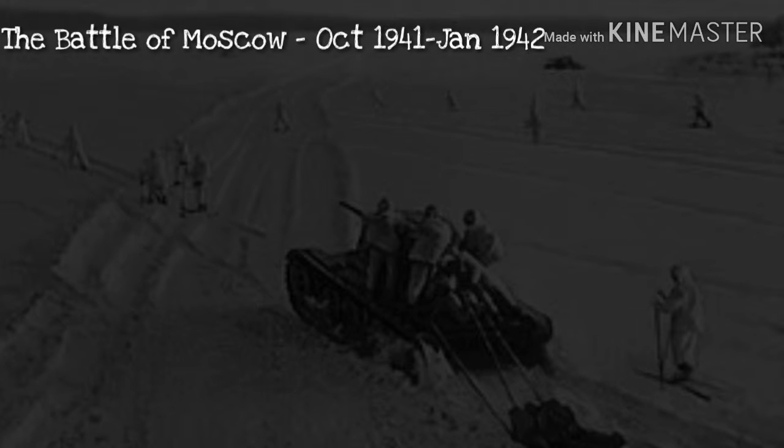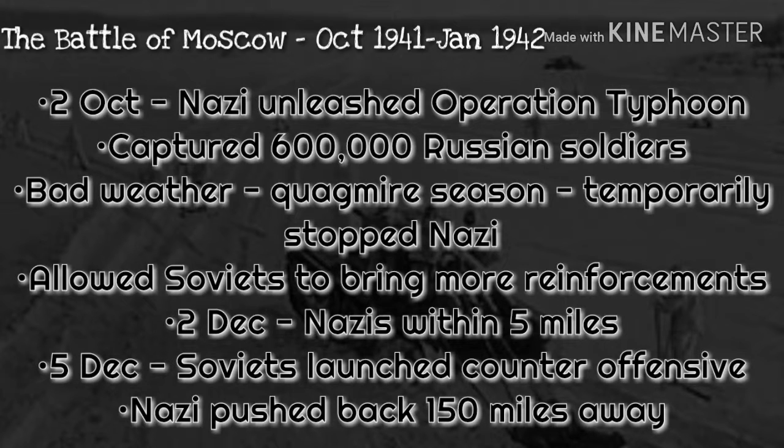The Battle for Moscow, October 1941 to January 1942. On the 2nd of October, the Nazis unleashed Operation Typhoon and captured 600,000 Russian soldiers. However, it was quagmire season, and thus bad weather temporarily stopped the Nazis. This allowed the Soviets to bring more reinforcements.